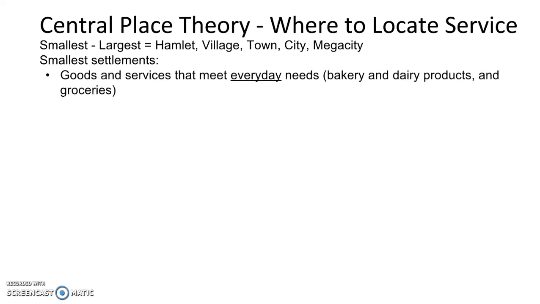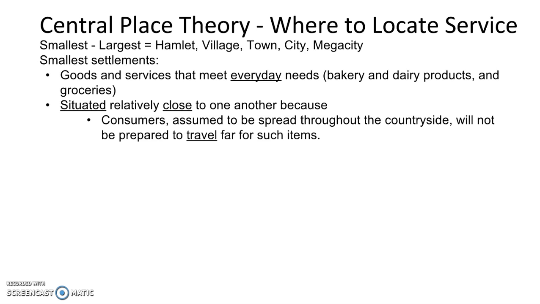And when we look at the smallest settlements, we should see that goods and services that meet everyday needs, like bakery and dairy products and groceries, very convenience-oriented, those should be in the smallest settlements. Smallest settlements will be situated relatively close to one another because consumers, assumed to be spread throughout the countryside, will not be prepared to travel far for such convenience items. So you'll tend to see more low-range services in the smaller settlements.